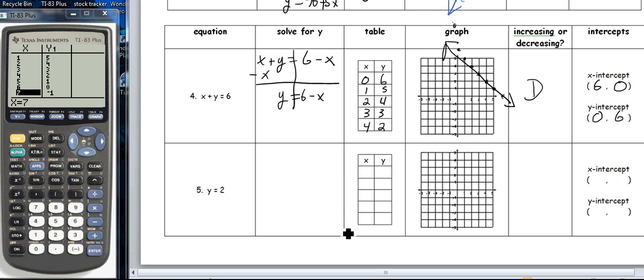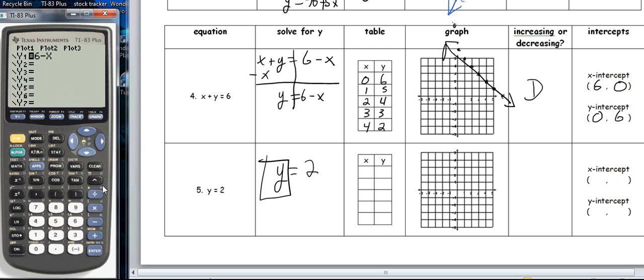An interesting thing on this next one, we have y equals 2. Well, maybe you can figure that out. We don't need to solve for y because we already know y equals 2. We have one positive y right there, so we're good to go. Let's go to our y equals. We're going to clear that out, and we're going to put in 2. Let's go here. We're going to hit graph. We're going to start at negative 2. Okay, get that at negative 2. Negative 2, negative 1, 0, 1, and 2.